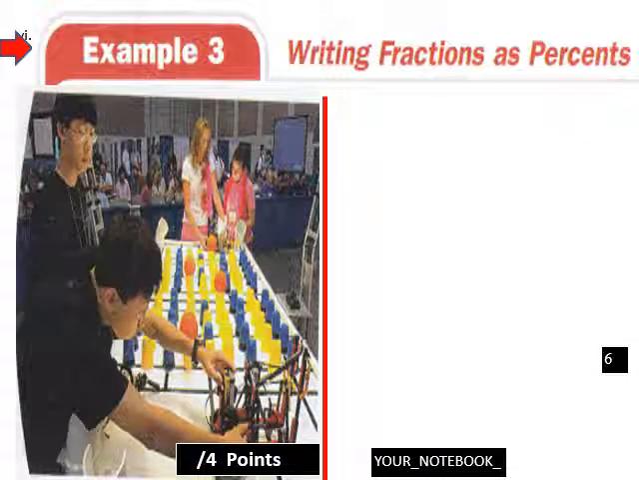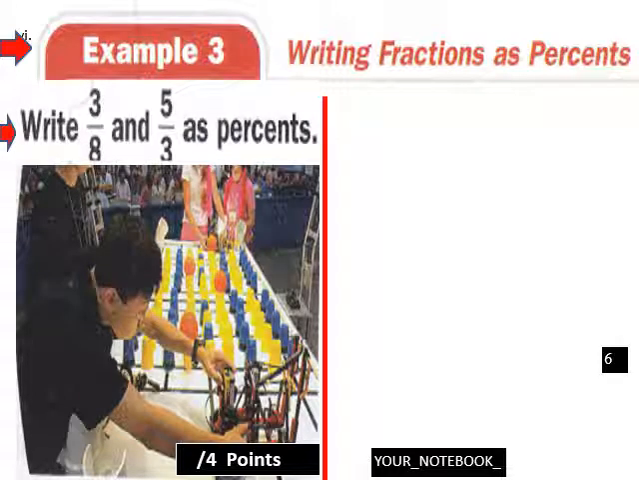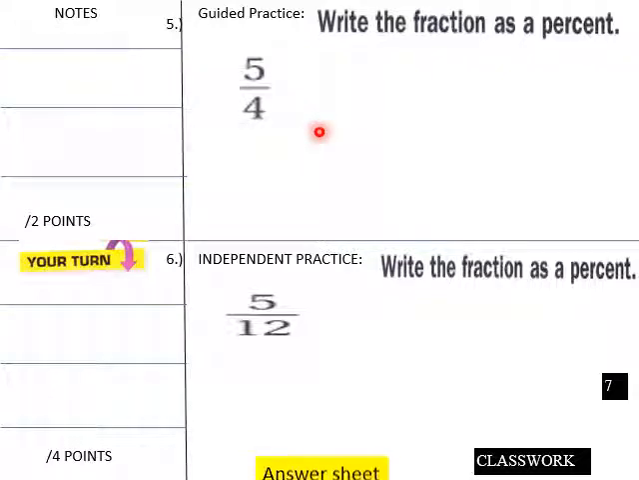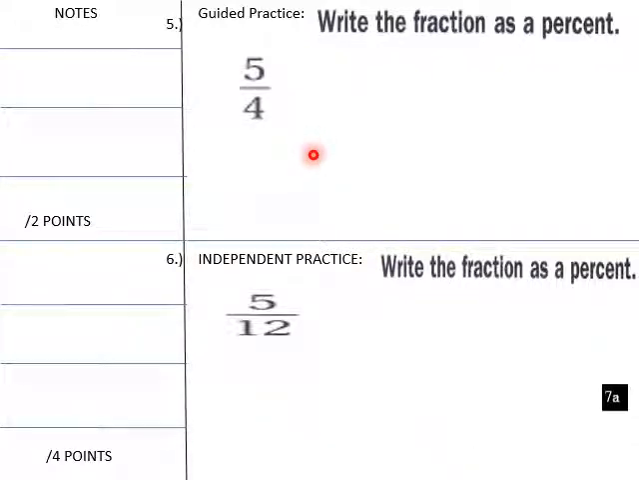Okay, our next example here, example 3, writing fractions as percents. So 3/8 and 5/4. Okay, so for this one, let's write the fraction as a percent. So here's our fraction here. Let's write that as a percent. 5/4 as a decimal would be 1.25, and then we move our decimal to the right 2 places, and we come up with 125% for 5/4.